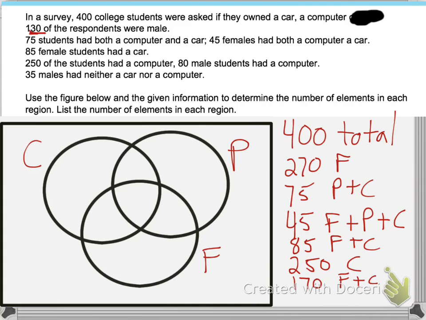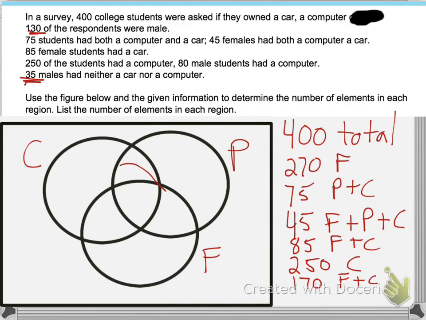And finally, we're told that 35 males had neither a car nor a computer. So one other place here, and actually I'll leave that off for the moment, see if we're going to need that information. Okay, so we have our information now cataloged. And let's start going through and putting down what we know.